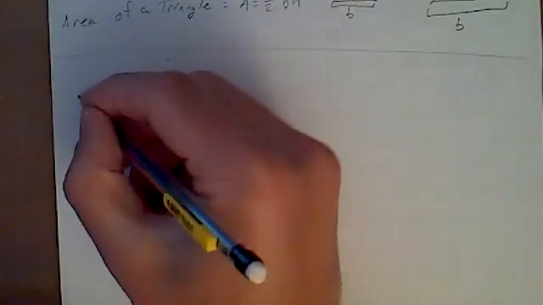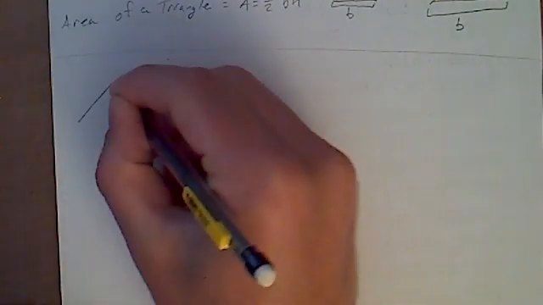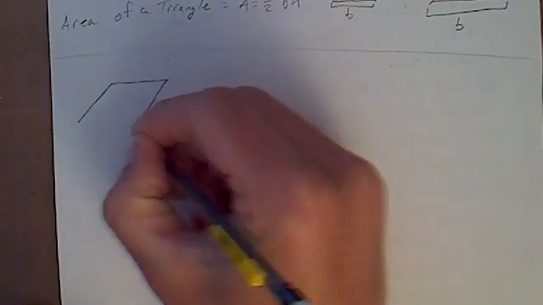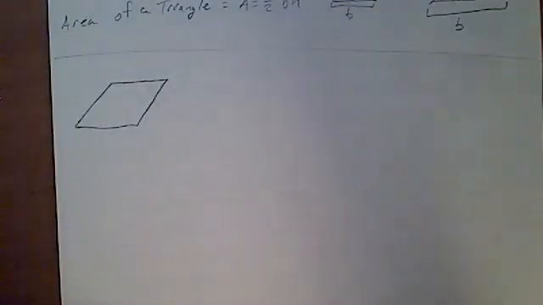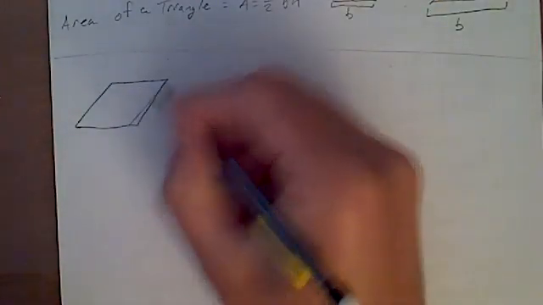So we have a parallelogram. Well, it's supposed to be a parallelogram. Let's see, it would be more maybe there.